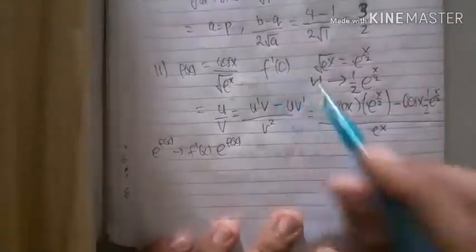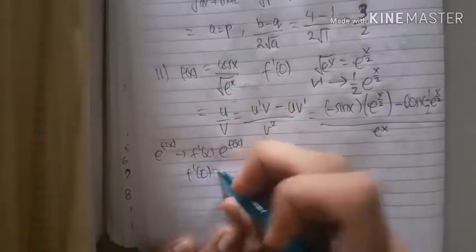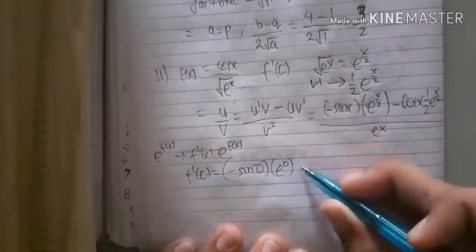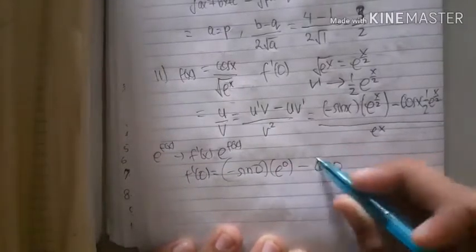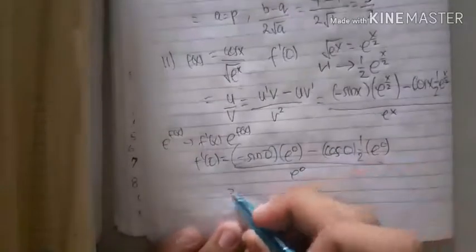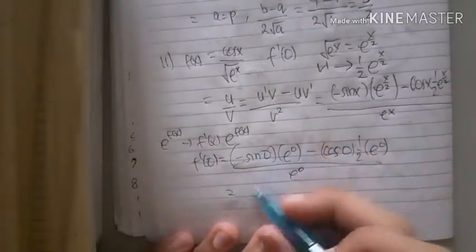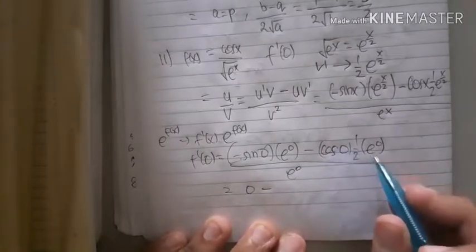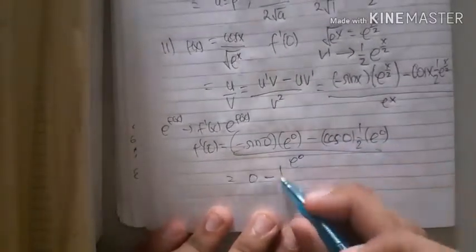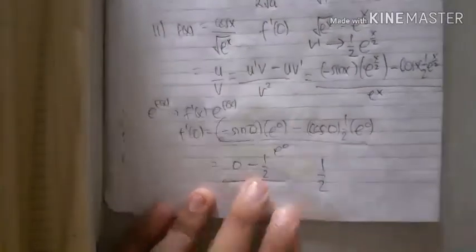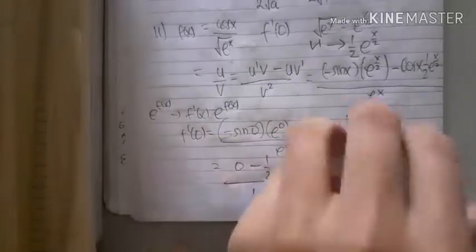And for x equals 0, f'(0) is minus sine 0 times e to the 0 minus cosine 0 times half times e to the 0, over e to the 0. So that is 0 times 1, minus cosine 0, which is 1, times half, over 1, which is minus half. Okay, so that is for number 11.